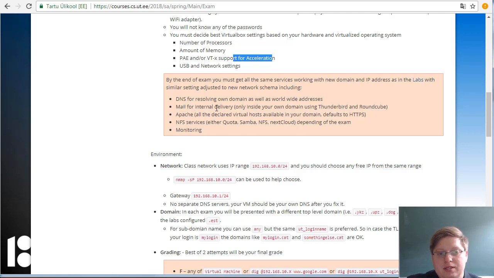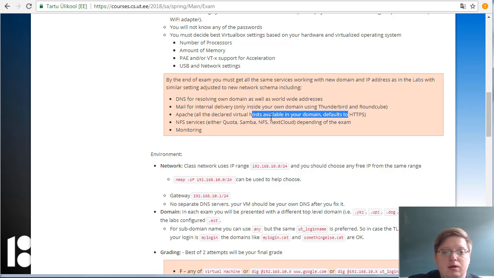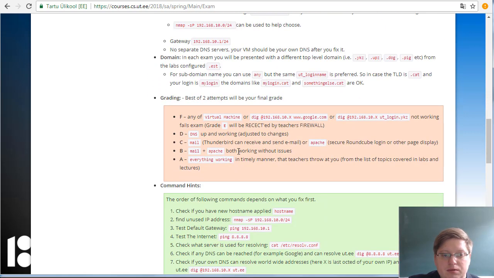Next we recommend setting up mail delivery, but only inside your own domain because other domains are unavailable during the exam. Also, we really would like you to set up Apache and some of the subsites of it. The exact list will be published just before the exam. For an A grade, we give different or new topics.